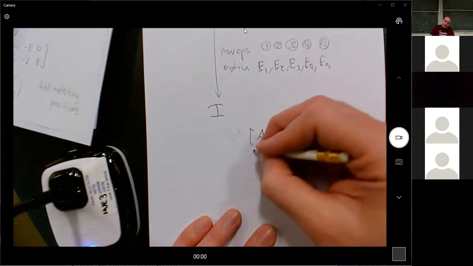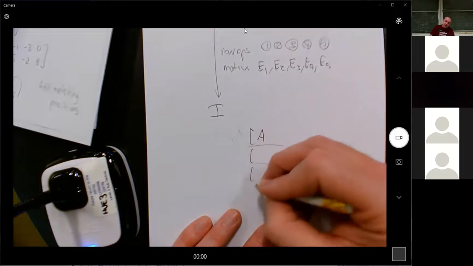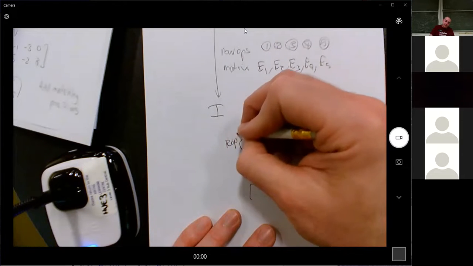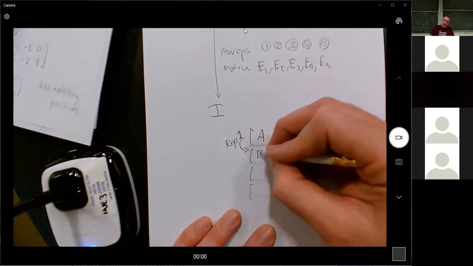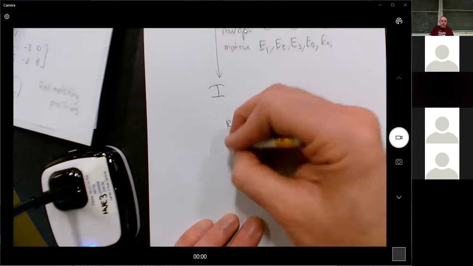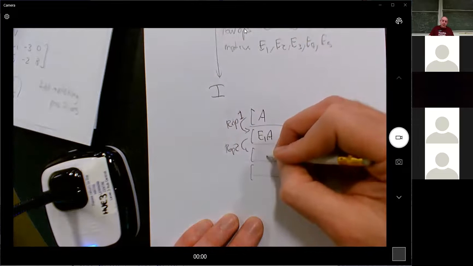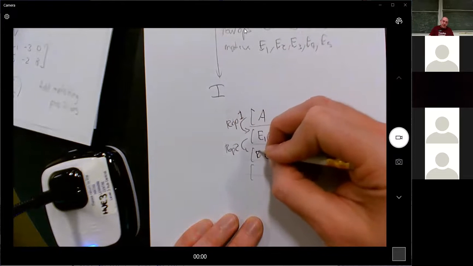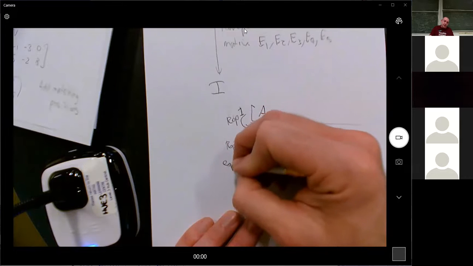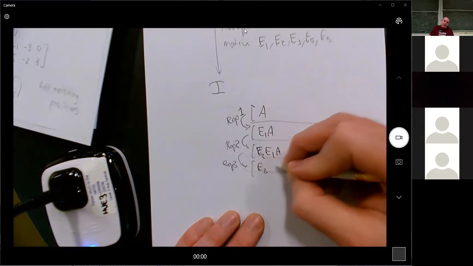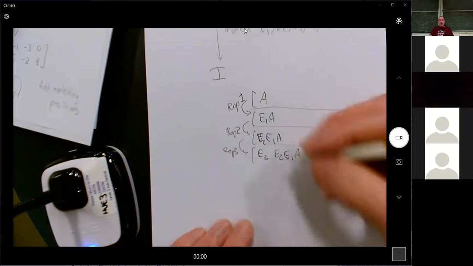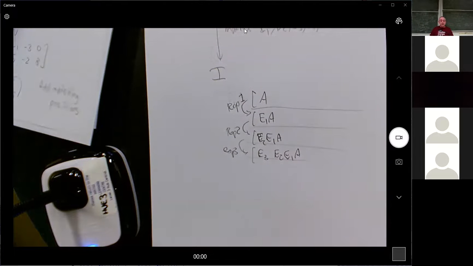So here's my row operations. So I do row operation 1, and the answer will be E1 times A. And then I'll do row operation 2, and the answer will be E2 times whatever I had last time. And I'll do row operation 3, and the answer will be E3 times whatever I had last time, which was E2, E1, A. And you'll keep going until you get to the identity.